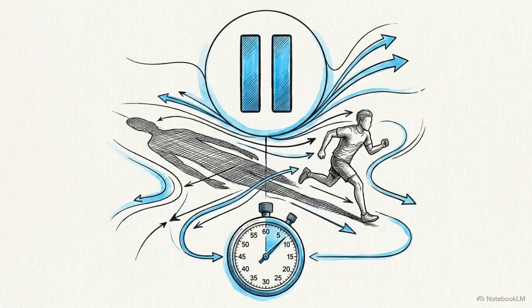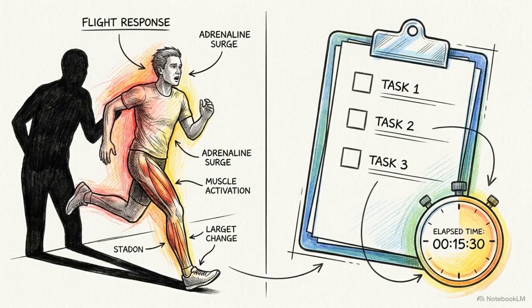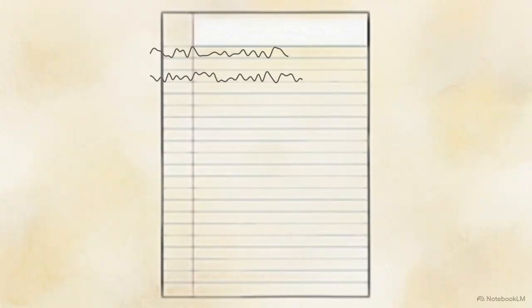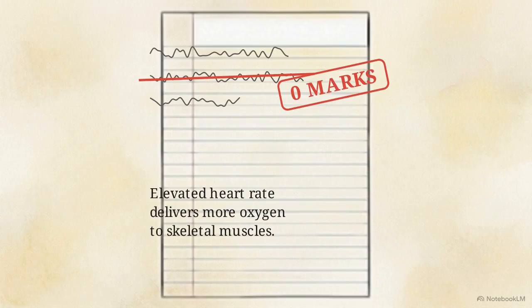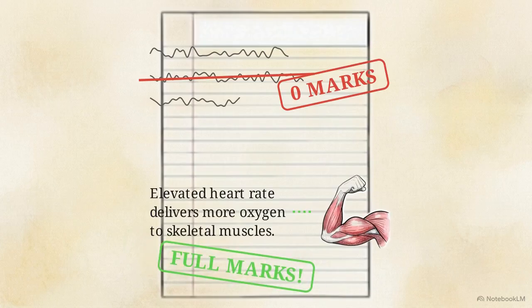Here is an exam-style scenario on screen. Pause the video. Imagine you are being chased. List 3 physiological effects of adrenaline and state the specific survival purpose for each. If you only write down that your heart beats faster, you will lose points. To secure full marks, you must explicitly connect the physical change, like an elevated heart rate, to its biological advantage, such as delivering more oxygen to skeletal muscles for running.